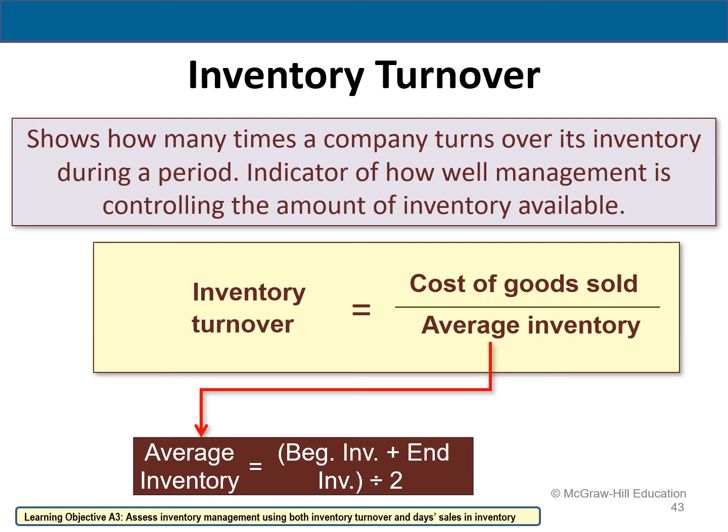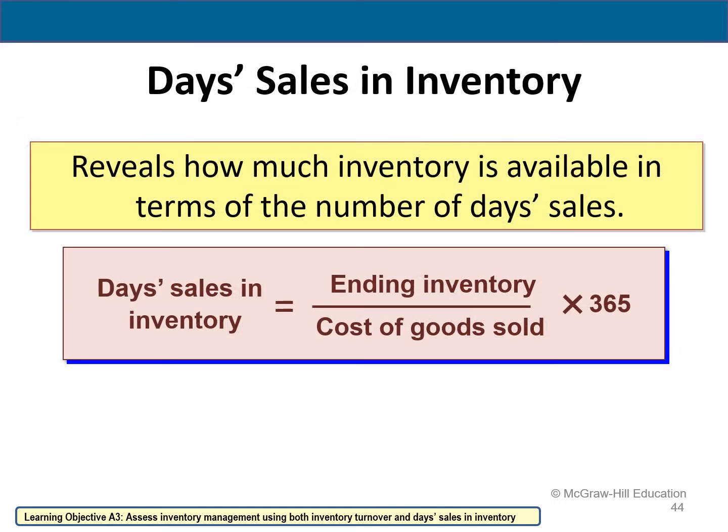So the way that it's computed is cost of goods sold divided by average inventory. Average inventory is beginning inventory plus ending inventory divided by 2. Okay? Days sales in inventory basically tells how much inventory is available in terms of the number of days sales. So if you take ending inventory divided by cost of goods sold times 365, it'll tell you how many days sales are in inventory. Okay, it's often viewed as a measure of the buffer against out of stock inventory. Okay, and it's useful in evaluating the liquidity of inventory as well.